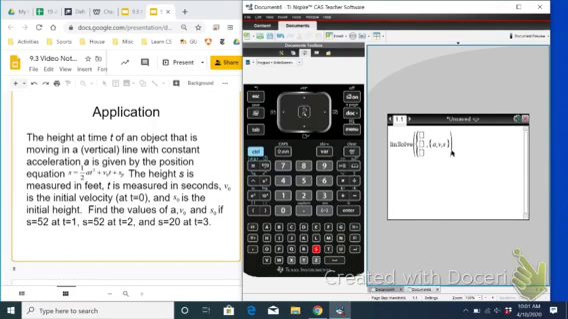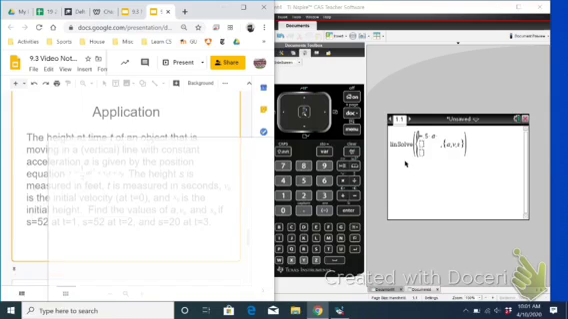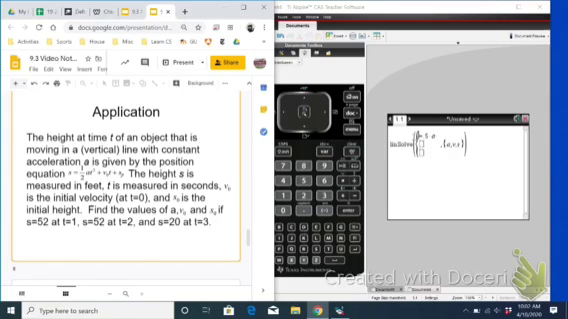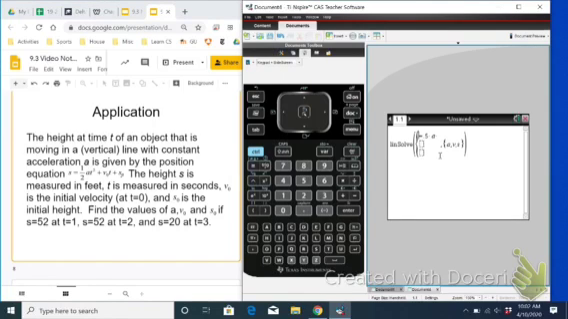So S, the height, is equal to 1/2, so I'll do 0.5 times A, which is what we're looking for, times t squared. Now actually we do know what S is. We don't know the initial height. So if we're looking at 1 second, based off this point that we're using, the height after 1 second is 52.